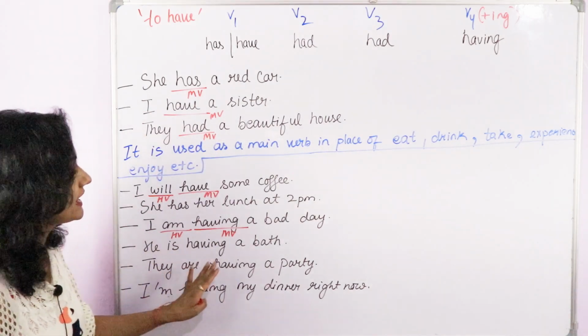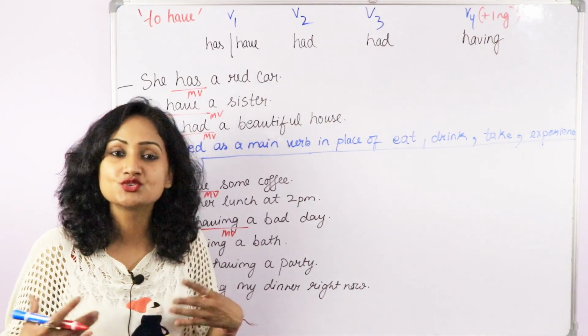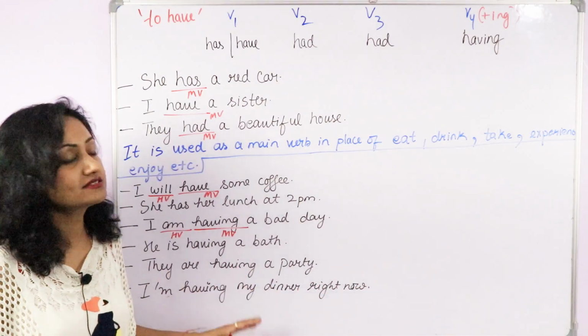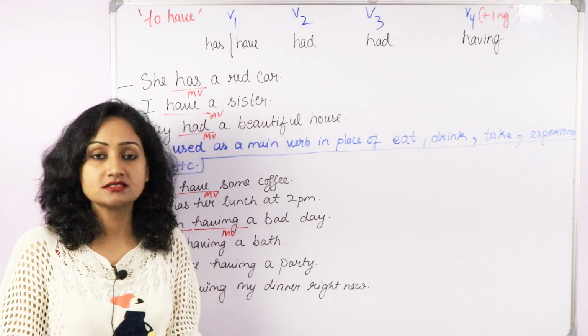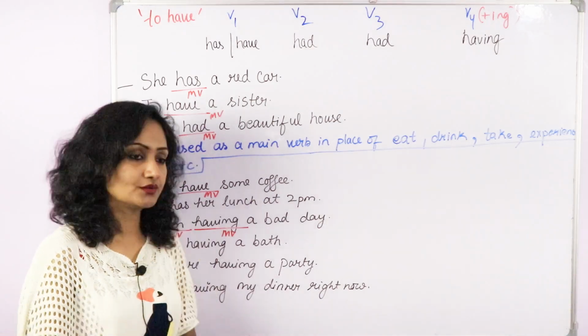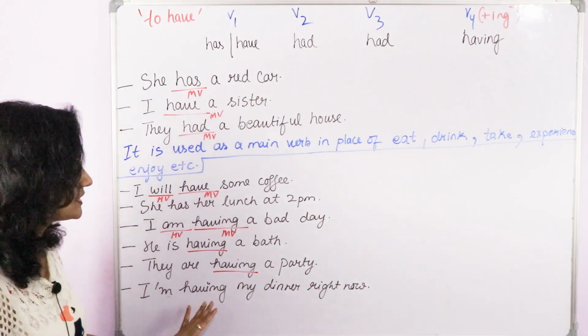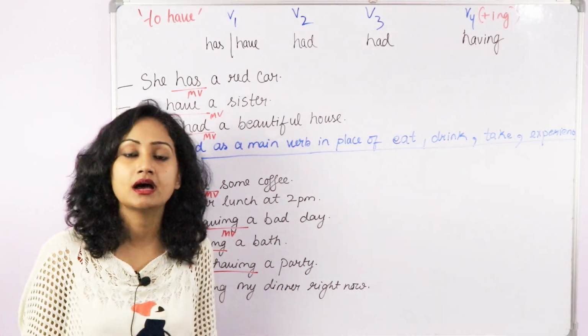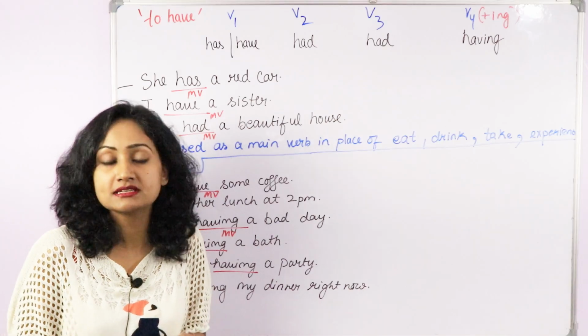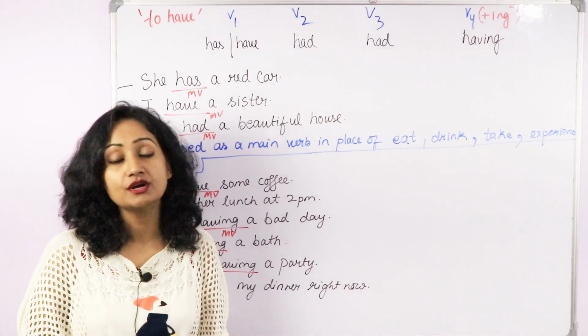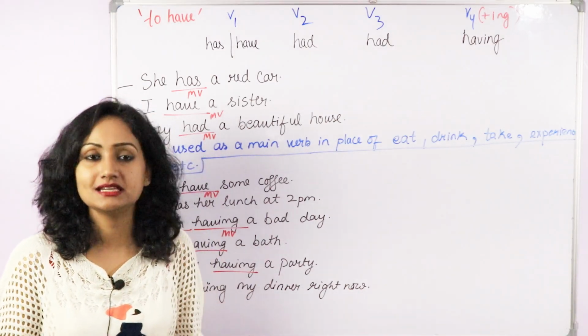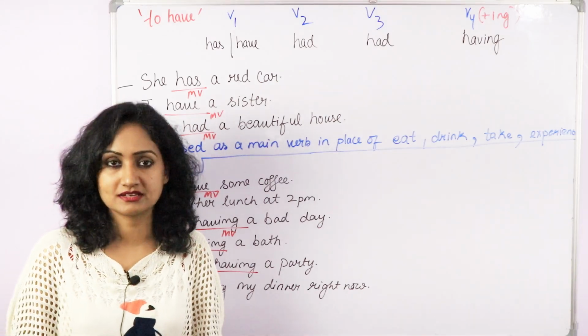Next is, they are having a party. They are enjoying a party. So here have means enjoying, present continuous. They are having a party. Okay, so again this is a main verb. I am having my dinner right now. I'll call you tomorrow. I'm busy. I'm having my dinner right now. So here have means eat. I'm eating my dinner right now.